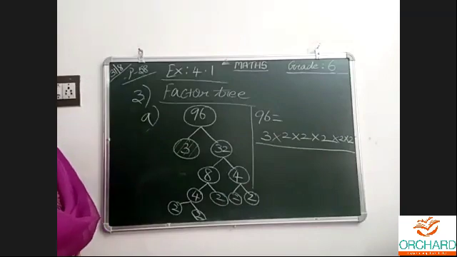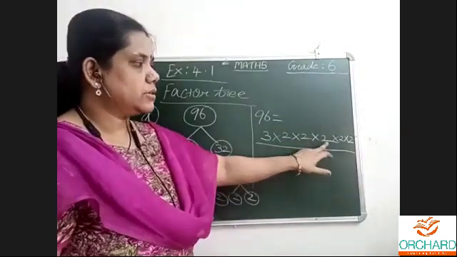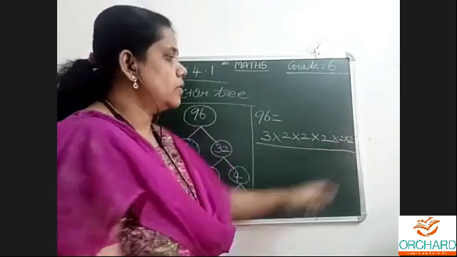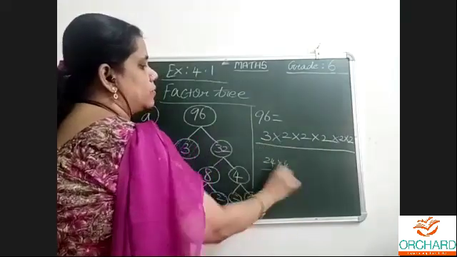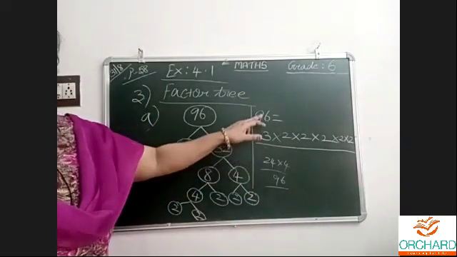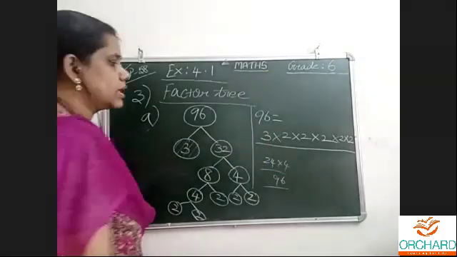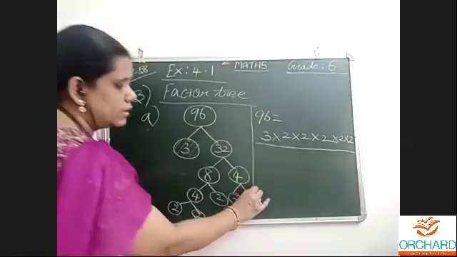Only prime numbers. Let me see, 3 2s are 6, 6 2s are 12, 12 2s are 24, 24 4s are, 2 2s are 4, no? So 24 4s are 96. We got it. Just to check the answer, whether we left some 2s or everything is there.